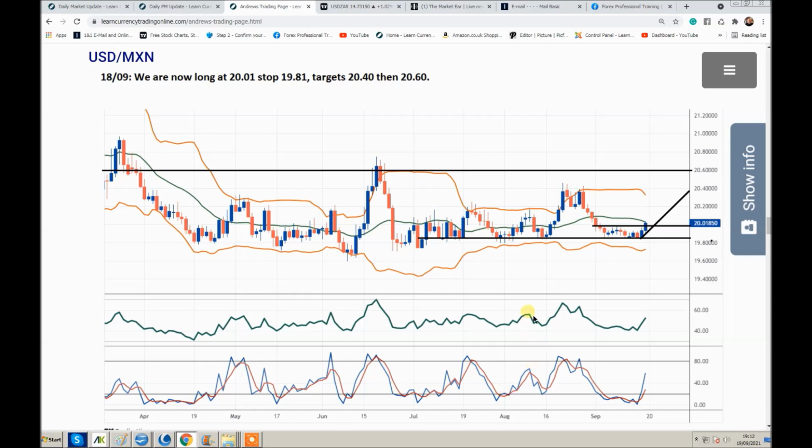This pair has a history of having big spiky moves or not doing much at all. I'm hoping for a big spiky move to the upside. Obviously, a commodity emerging market currency. We're bearish on the emerging markets and commodity currencies. So that's enough USD pairs. Let's go and take a look at some crosses.